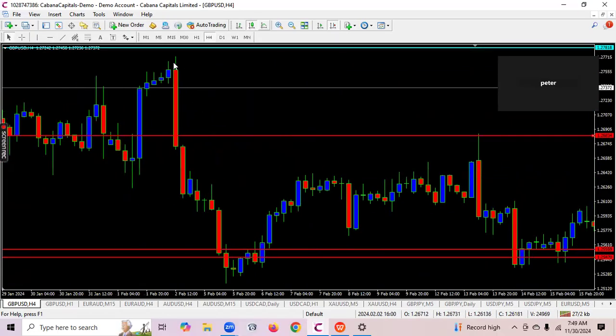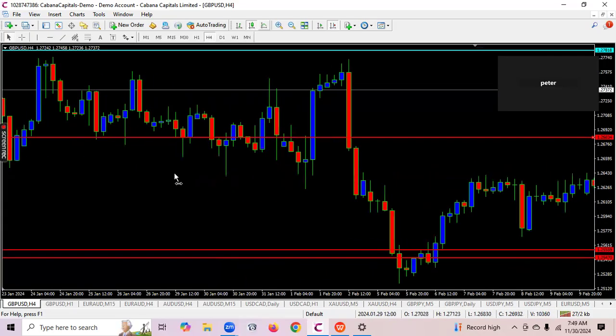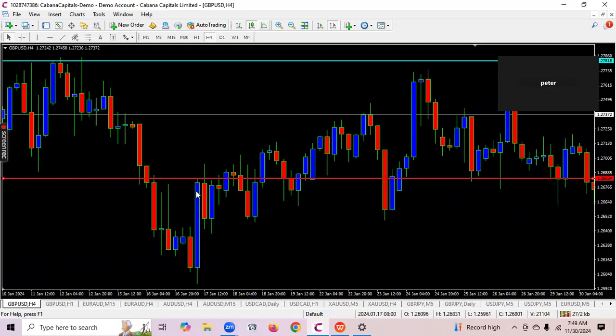This is an engulfing also, you can see. This is an engulfing. This is a strong bearish engulfing pattern. Strong one. Bearish engulfing. This is a bullish engulfing. You can see this one engulfed this. So this is a bullish engulfing pattern.